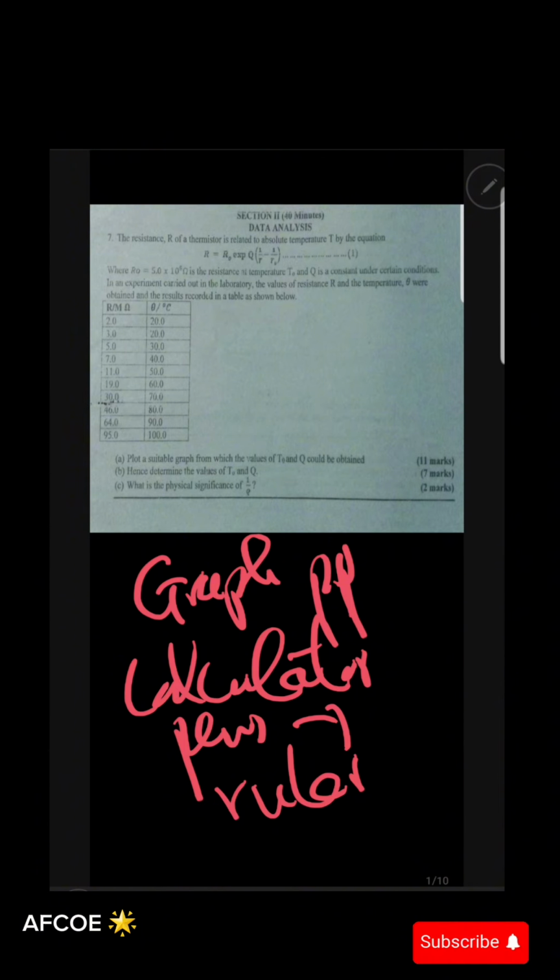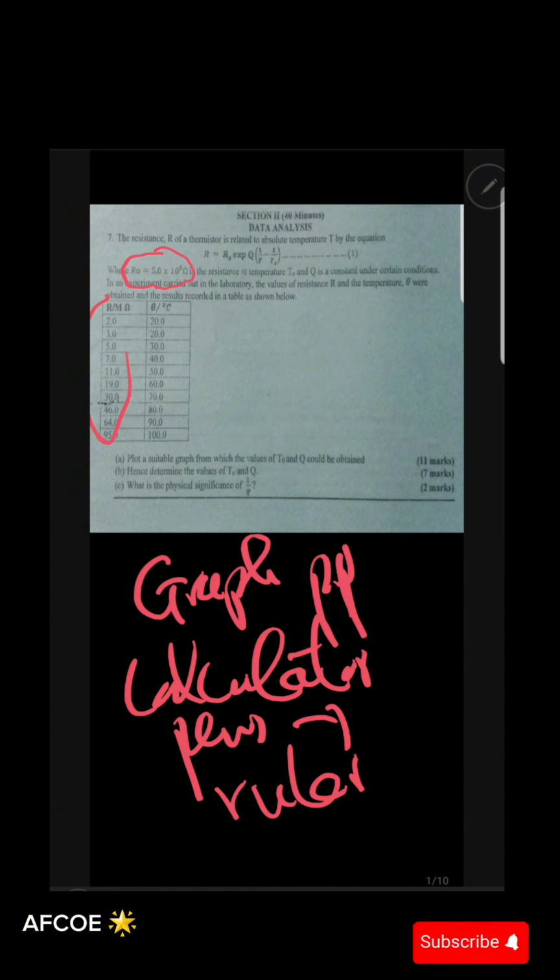Now, the question is that the resistance R of a thermistor is related to its absolute temperature T by the equation R equals R naught exponent of that. Where R naught is this value, so please always try to circle this type of thing. The resistance at temperature T naught, and Q is a constant. Under certain conditions in an experiment carried out in the laboratory, the values of resistance R and the temperature theta were obtained and the results recorded in the table shown below. Now they're talking about this experiment that is related by this equation.